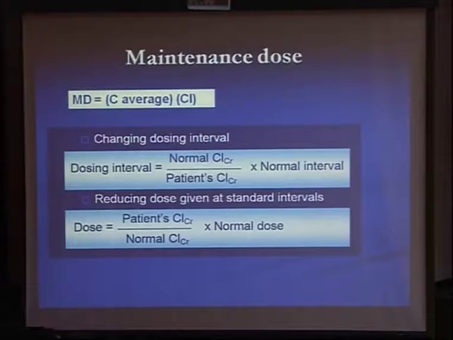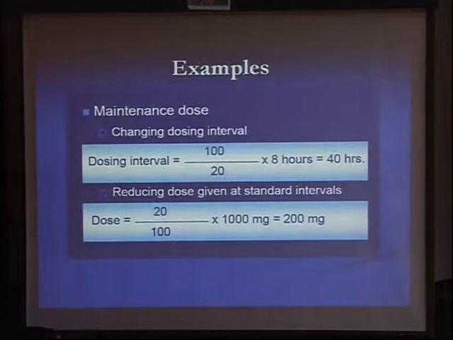And I'm going to give you examples so as not to get mixed up. Here, if you want to change the dosing interval, suppose you have a patient with a clearance of 20, and the drug is normally given every 8 hours. You divide the normal clearance, which is 100%, by the clearance of the patient, which is 20, and you multiply by 8, which is the normal dosing interval in a normal individual, and this will give you a result of 40 hours. This means that you are going to use the same dose every 40 hours instead of every 8 hours.